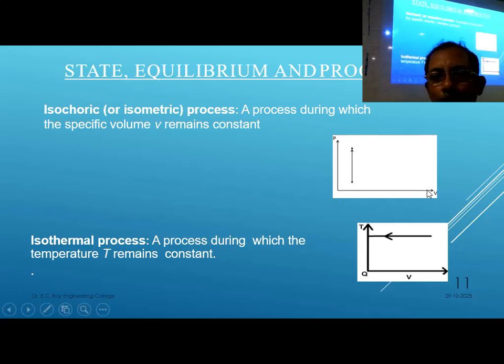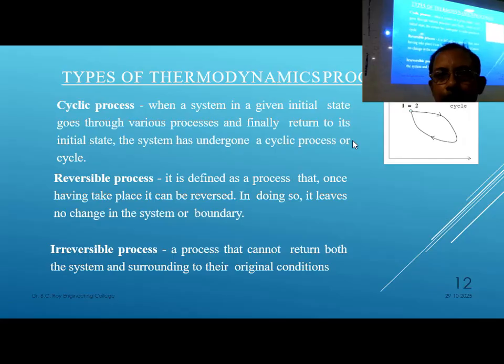Isochoric, the plot will be like this. Isothermal, the plot will be like this. Parallel to the x-axis. Temperature is not changing, that's why, if you follow the temperature axis, it is parallel to the x-axis. Here volume is not changing, that's why on the v-axis it is not changing, it is parallel to the y-axis. So reversible, irreversible, I have already discussed. You just have a look, go through.